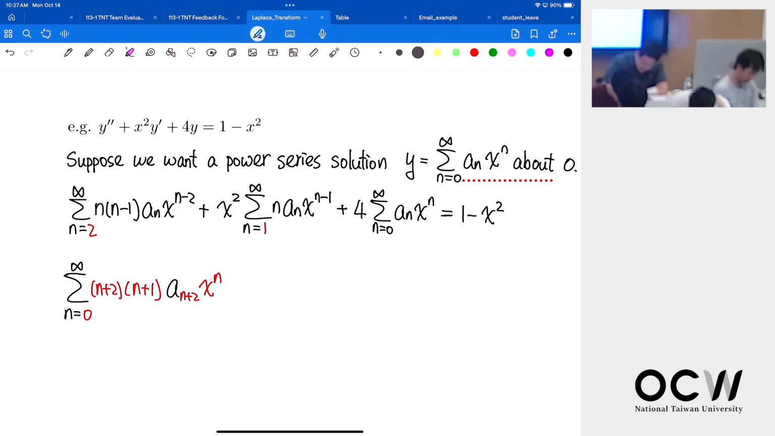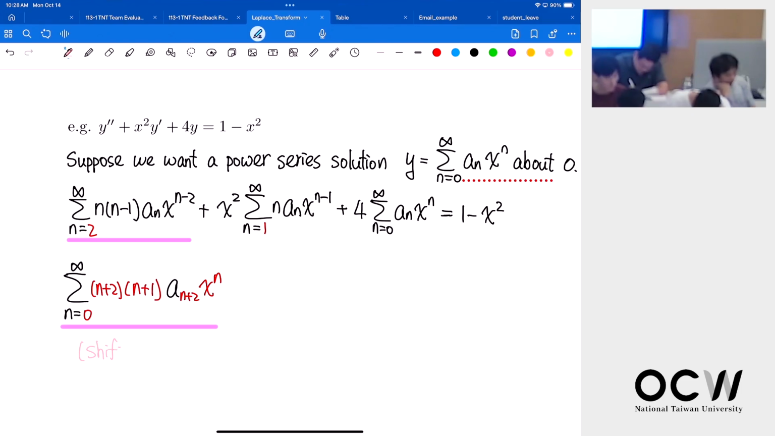So here, these two are the same. I shift the index. So, shifting indices.